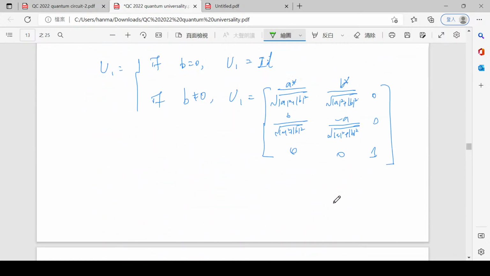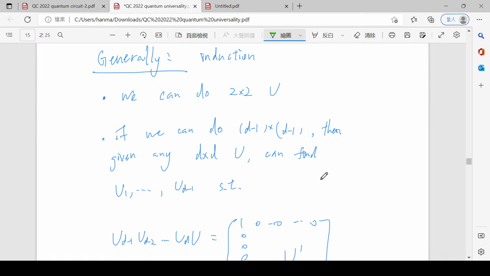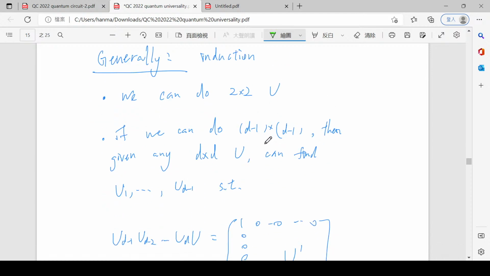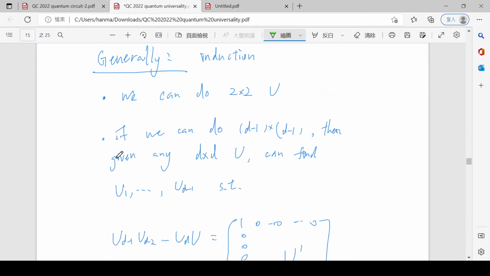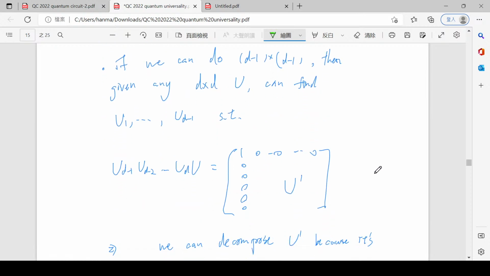So this is an example for 3x3, and you can probably already feel that this is actually possible for any d by d matrix. And we do this by induction. So let's say we can do this for any d minus 1 by d minus 1 matrix. Then you have a d by d matrix, and you can do some operation by multiplying to make it 1 0 0 and so on.